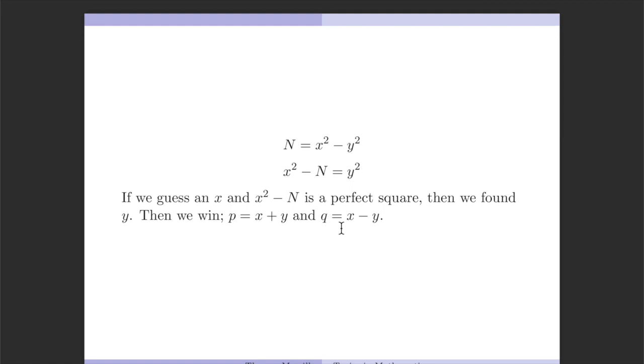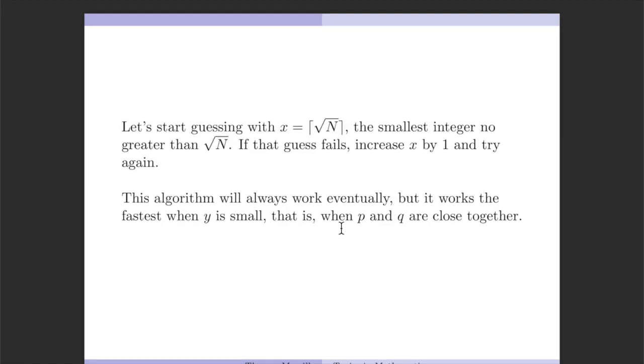How do we make this guess, and how do we fix it if it goes wrong? For this algorithm, we're always going to start guessing with x equals the ceiling of the square root of n. If you've not seen the ceiling function before, this is just saying take the square root of n. If that's an integer, great, except it won't be an integer here because n is not a perfect square.